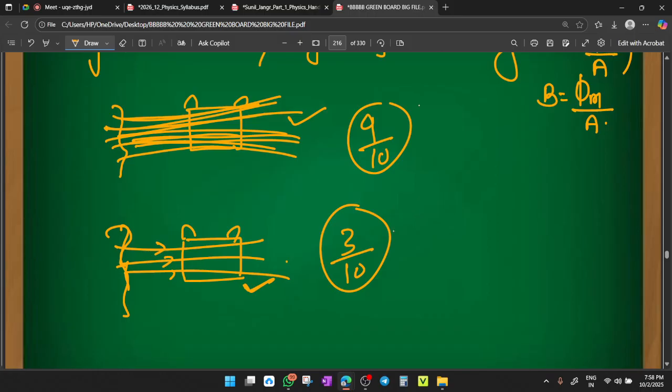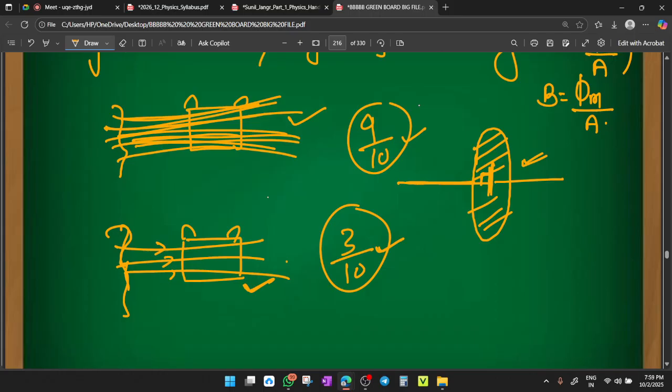Remember, I use the word normally because when you talk about flux, it should cross the surface at 90 degrees. Clear? Only that is considered flux. We have discussed this concept in the first chapter, electrostatics: why it is taken as normal, why the perpendicular direction is important. So you've seen there is 9 flux out of 10 and there is 3 flux out of 10.